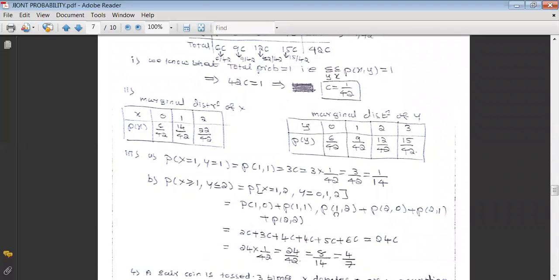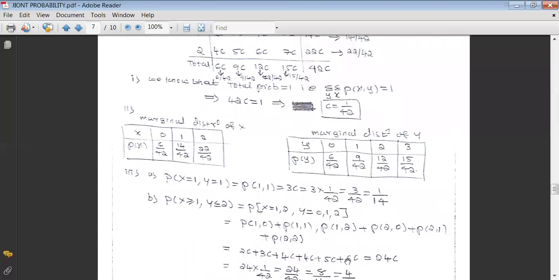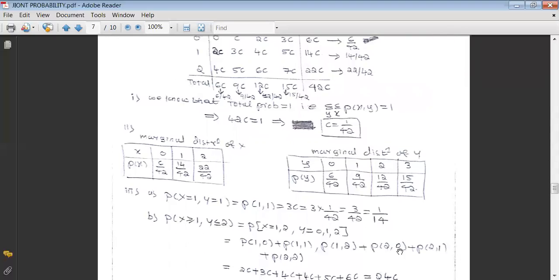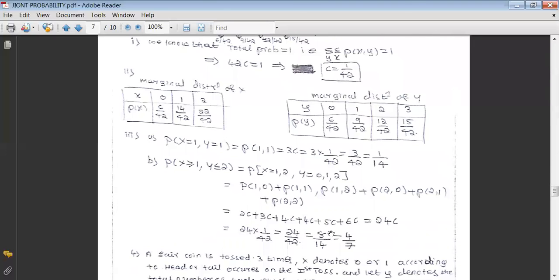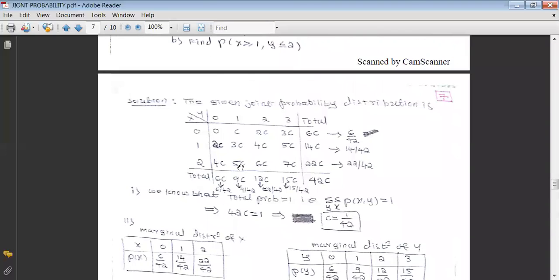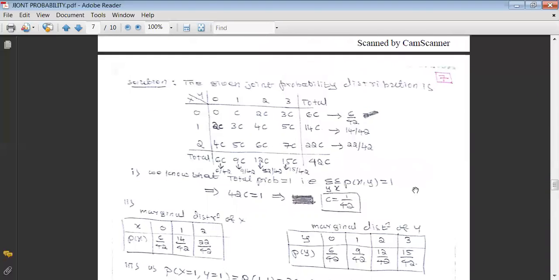Okay, when x takes the value 1, y takes the value 2, it is 4c, that we have written here. Then when x takes the value 2, y takes the value 0, it is 4c, that we have written here. Similarly, when x takes the value 2, y takes the value 1, it is 5c. And the last one is 2, 2, that is 6c.